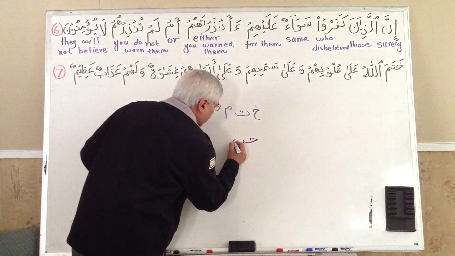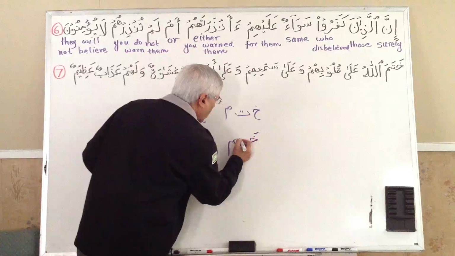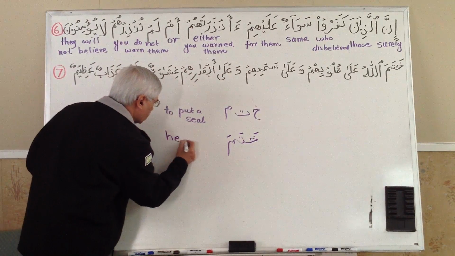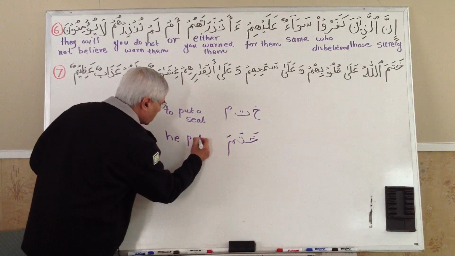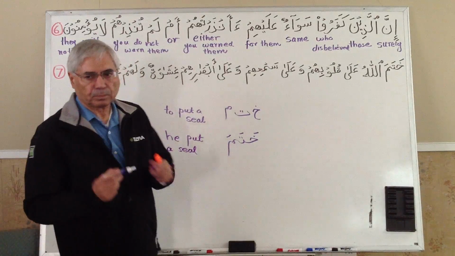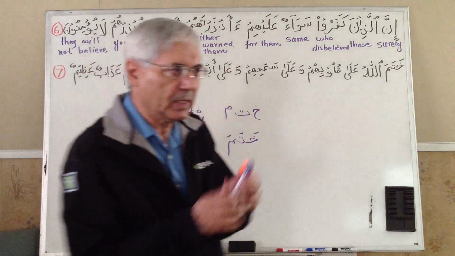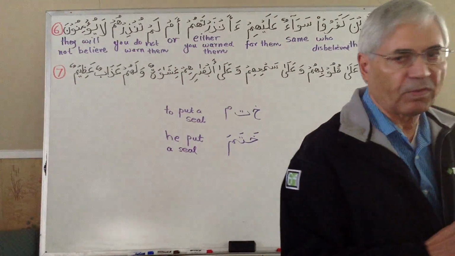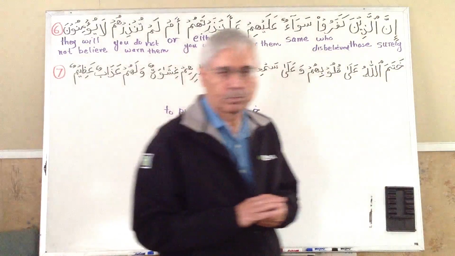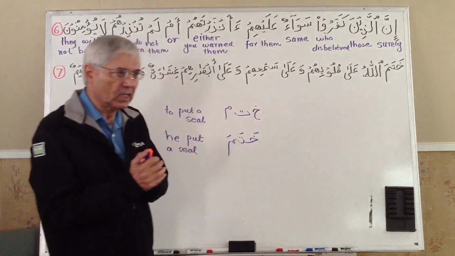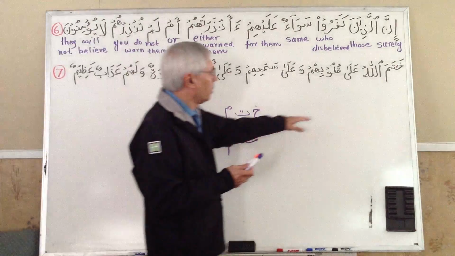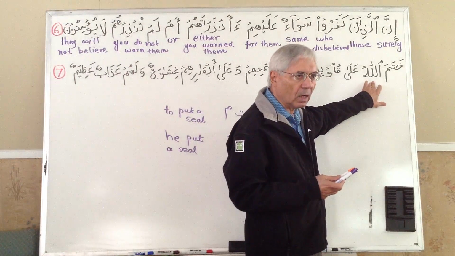If I combine them and put 3 fathas on each of them, ha, ta, ma, means he put a seal. Third person past tense. Khatama means he, third person, like fa'ala, he did. Khatama, he put a seal on something. Sealed it. He sealed it, he closed it tightly. But the word after that is Allahu.